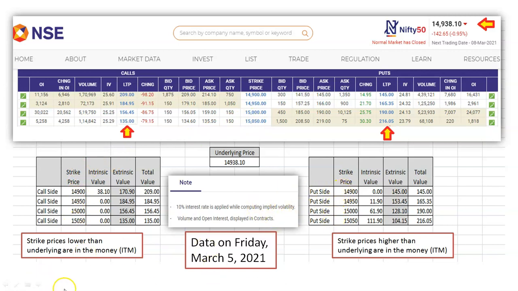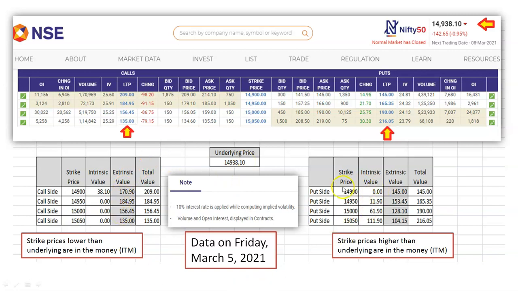On the call side, strike prices lower than the underlying are in the money. That means there is some intrinsic value left in it. And on the put side, strike prices higher than the underlying are in the money. So here, out of these four, only one is lower than the underlying, 14,938.10, and here it is 14,900. In all other cases, the strike price is higher than the underlying price.